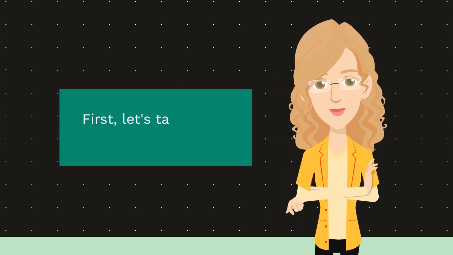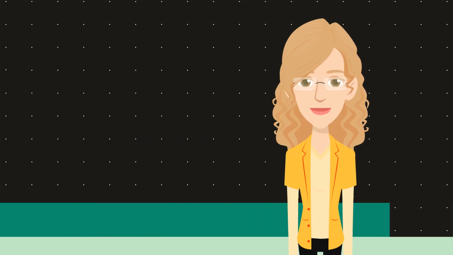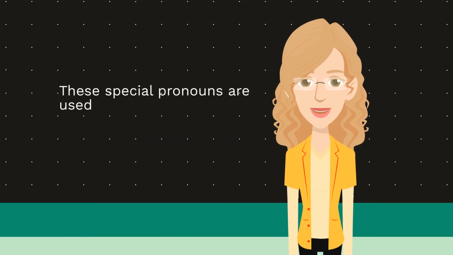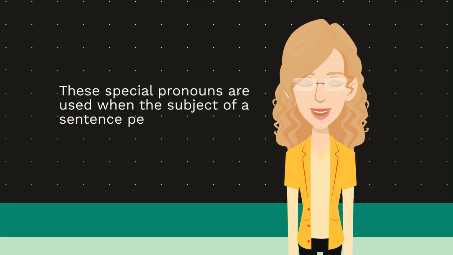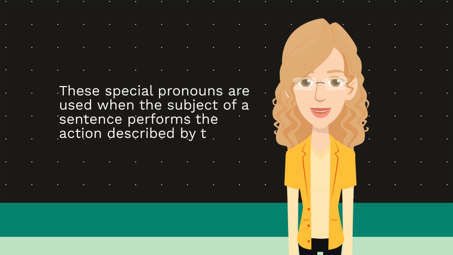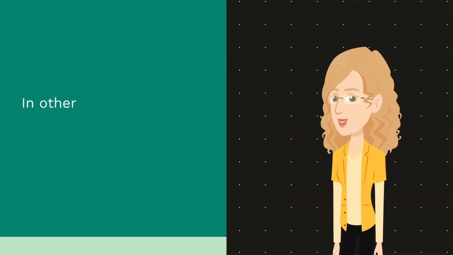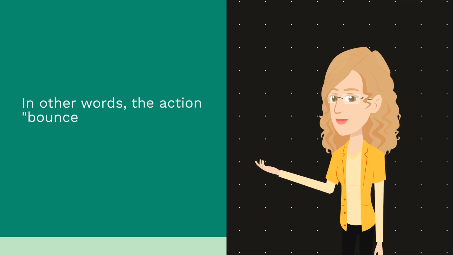First, let's talk about reflexive pronouns. These special pronouns are used when the subject of a sentence performs the action described by the verb and also receives that action. In other words, the action bounces back on the subject.